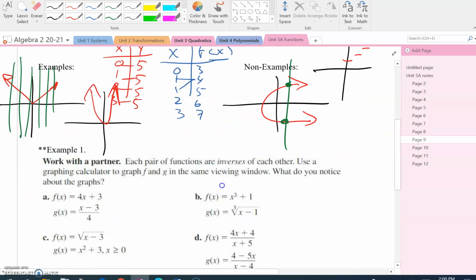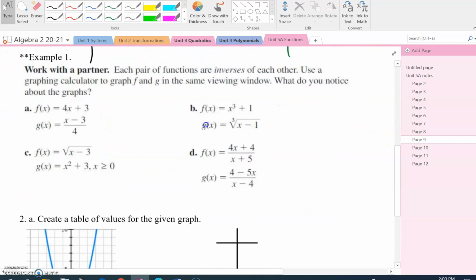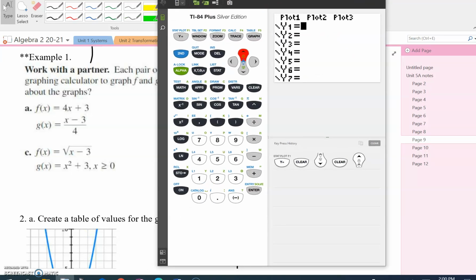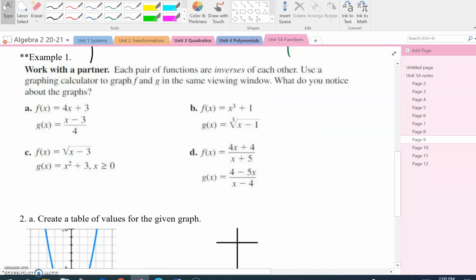Okay. So this next part says work with a partner. You might be doing that in class, but for our video purposes, I'll graph a few of these on our calculator and see what they're talking about. Maybe I should read it first. Each pair of functions are inverses of each other. What does that mean, inverses of each other?